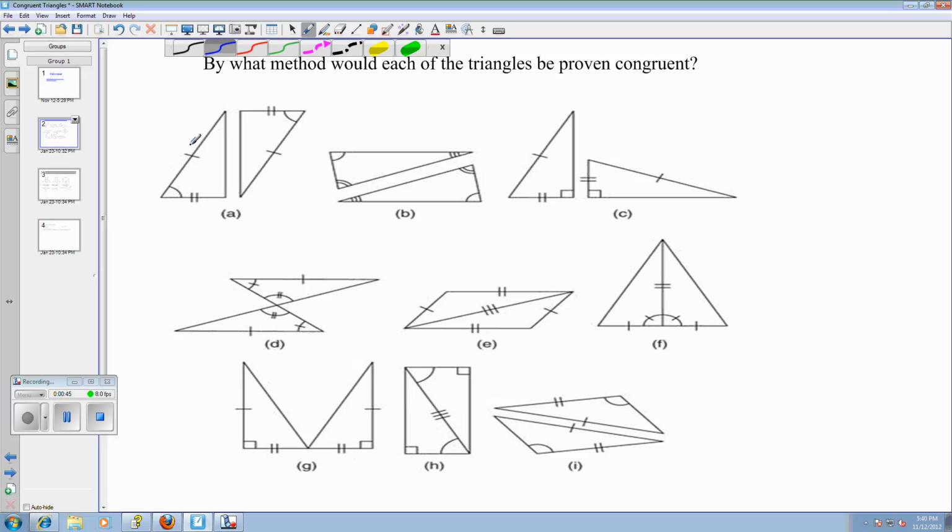If we have one side here, which is congruent to this side over here, then we have this angle here and this angle here that are congruent, and we have another side here and a side here that are congruent. So by side, angle, side, those two triangles are congruent.